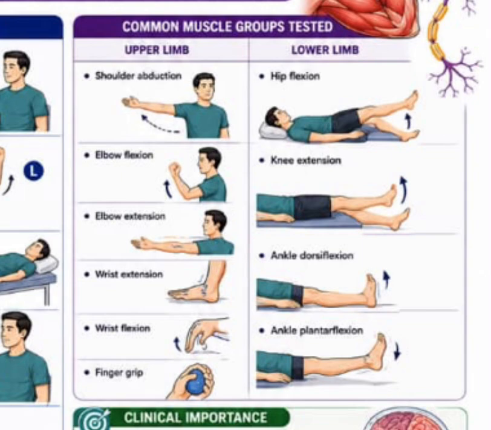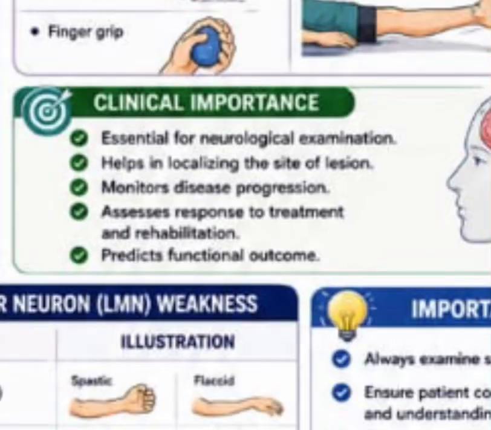So what are the clinical uses here? The manual muscle grading, or the motor power grading, helps in what? Detecting weakness, localizing lesions, like I said in the beginning, monitoring recovery, planning rehabilitation, and evaluating treatment effectiveness. Are you getting me now?